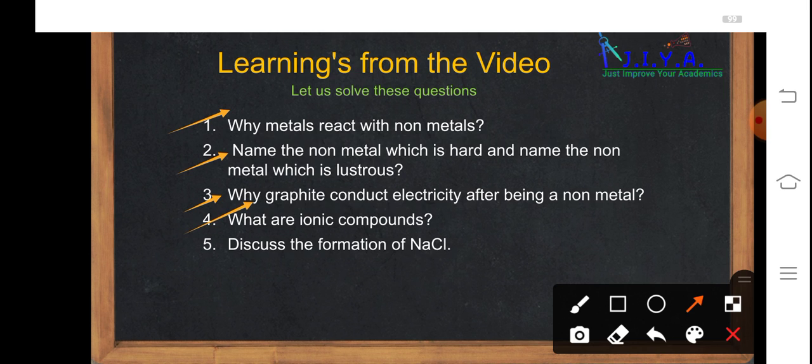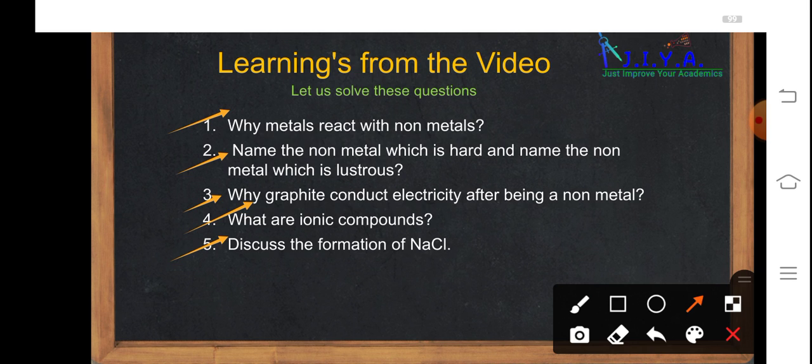Next question, what are ionic compounds? Ionic compounds are the compounds which are formed between ions. How are ions formed? A cation is formed by losing an electron by a metal, whereas an anion is formed by gaining an electron by a non-metal. These ions are attracted by strong intermolecular forces, and thus they form ionic compounds. For example, magnesium fluoride, magnesium chloride, calcium sulphide, etc.